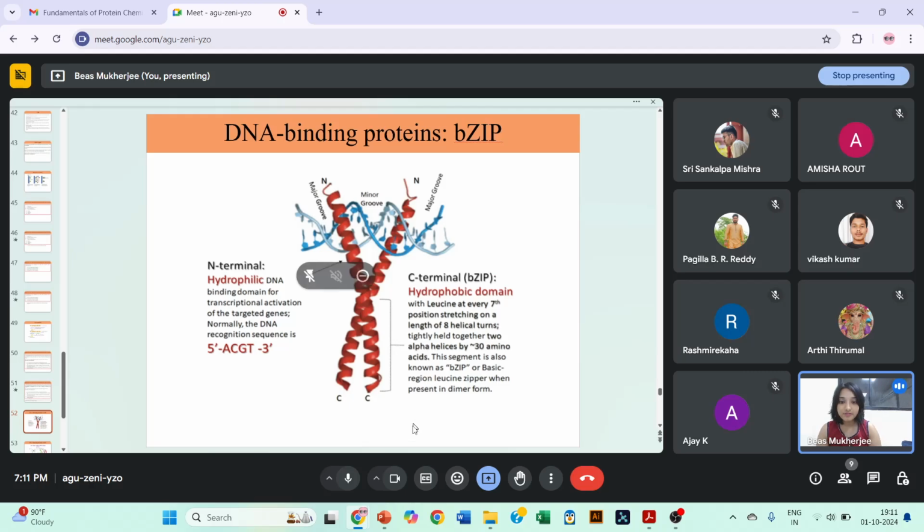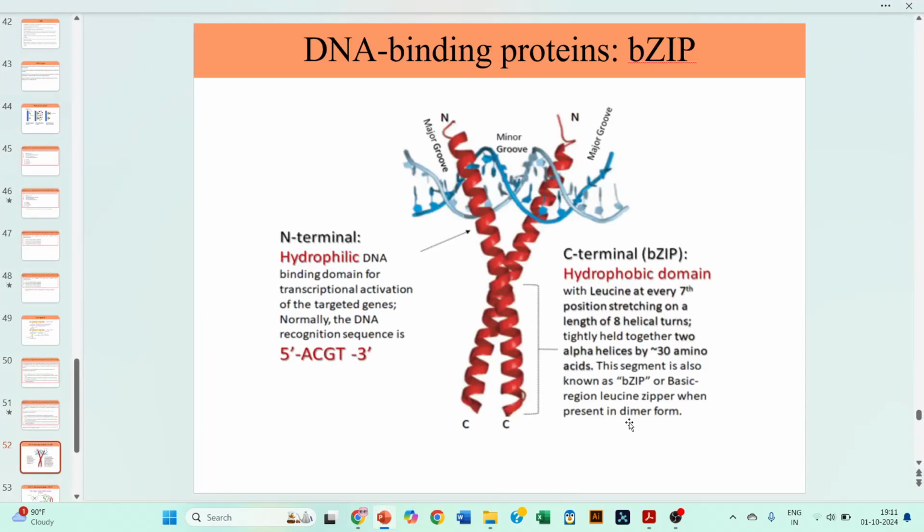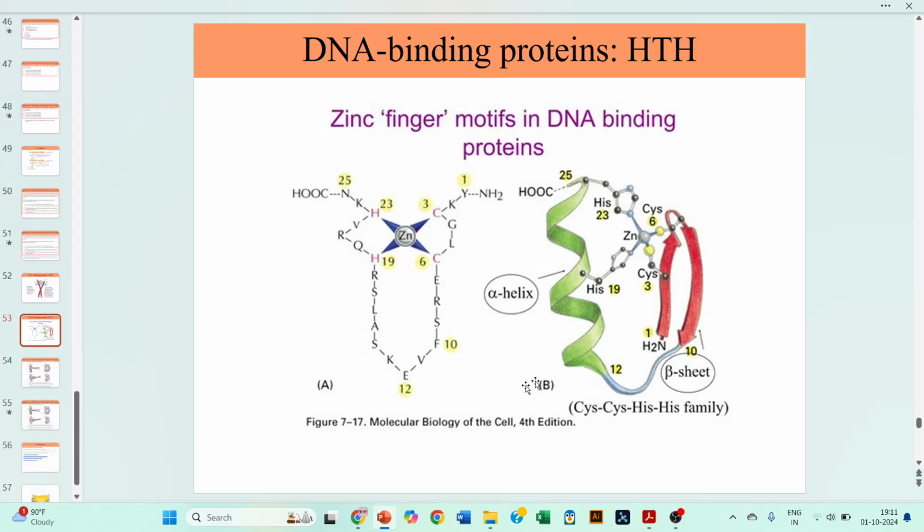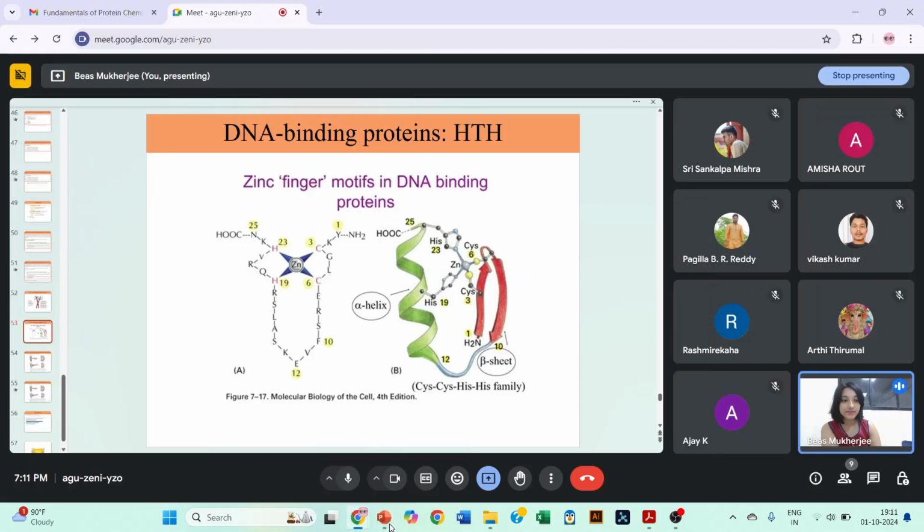Now we will see the next motif. If you have understood, this is how a B-zip looks like. The C-terminal portion is this, and this is the N-terminal portion, which is actually binding to DNA. Now we have another motif, which is the zinc finger motif.